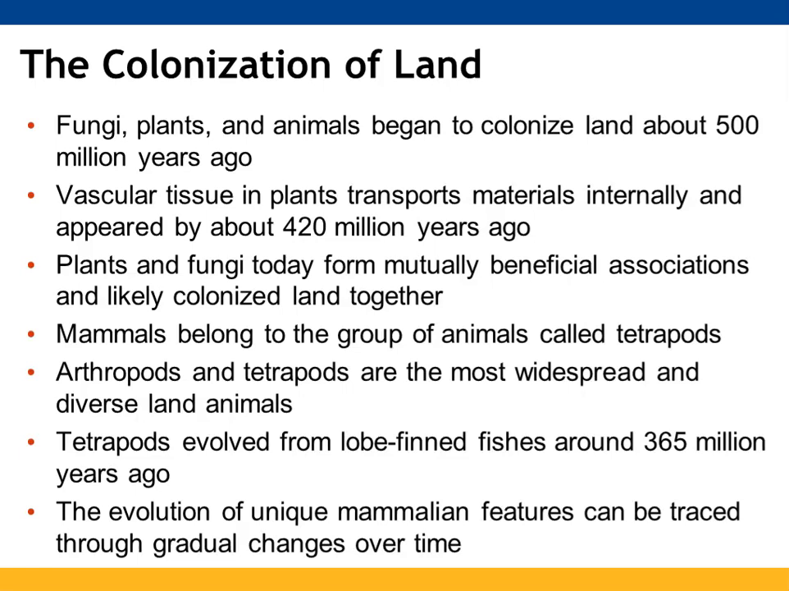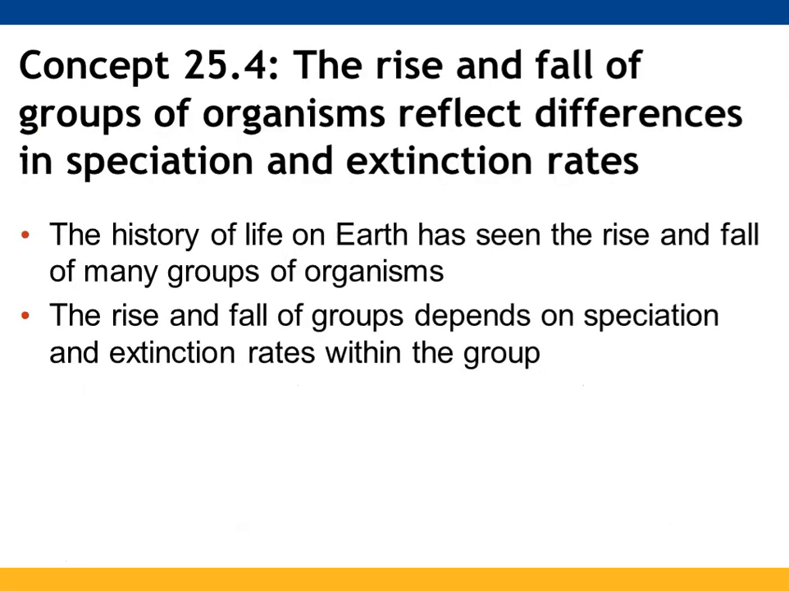Mammals are part of the group of animals we know as tetrapods. Both arthropods and tetrapods are the most widespread and diverse land animals. And it's thought that tetrapods evolved from lobe-finned fishes about 365 million years ago, and that the evolution of specific mammalian features can be traced through gradual changes over periods of time. So the rise and fall of groups is going to be seen through speciation differences as well as extinction rates.